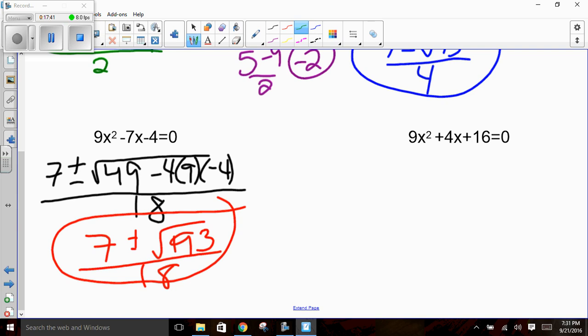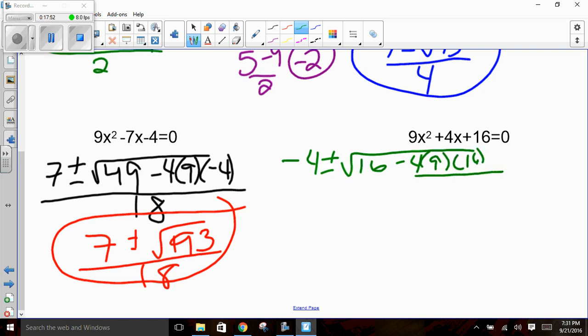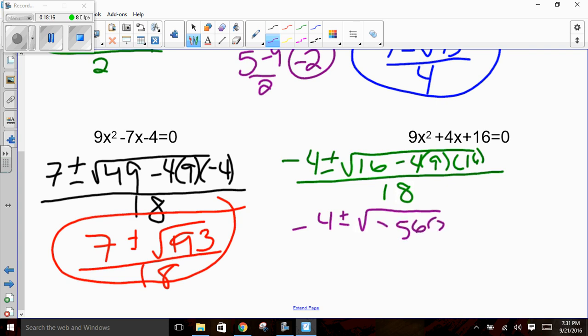And my last one, opposite of b is -4. So I have -4 plus or minus the square root of 16 minus 4 times 9 times 16, all over 9 times 2, which gives me 18. I have -4 plus or minus the square root of, well, let's figure out what's going under there. We have -4 times 9 times 16, which gives me -576. I take that value plus 16. I get -560, all over 18.